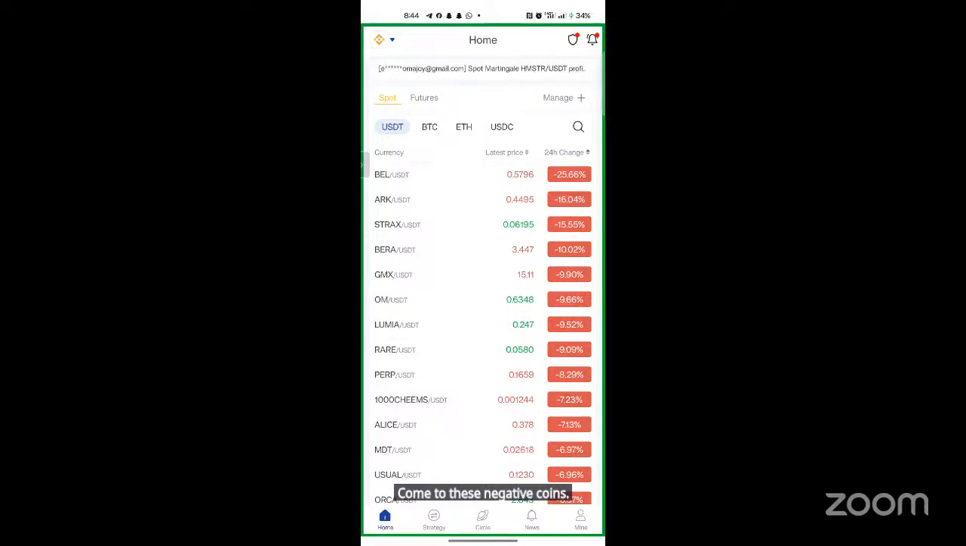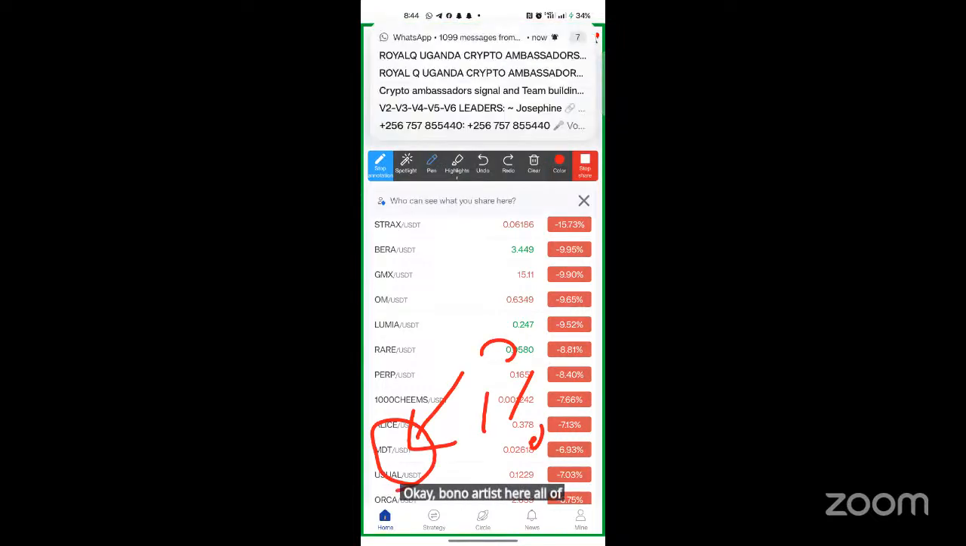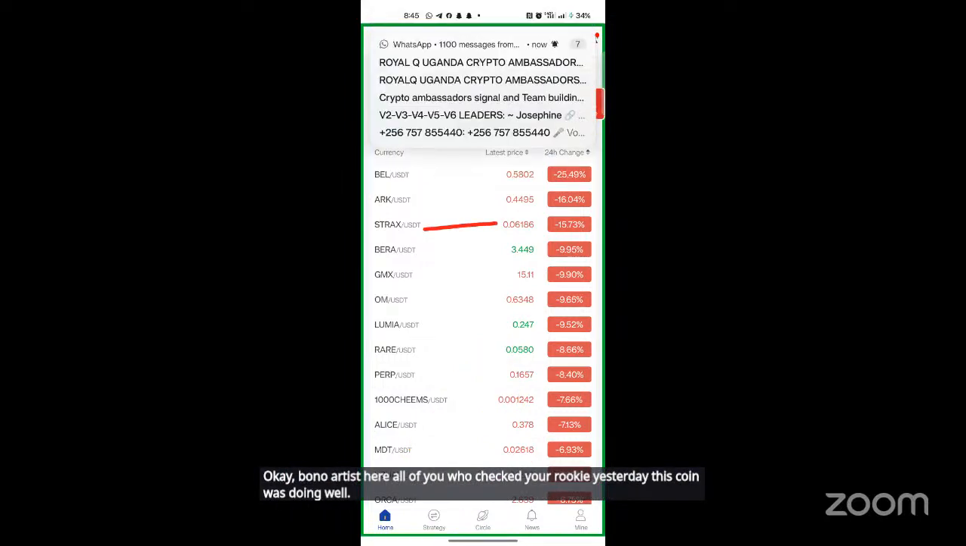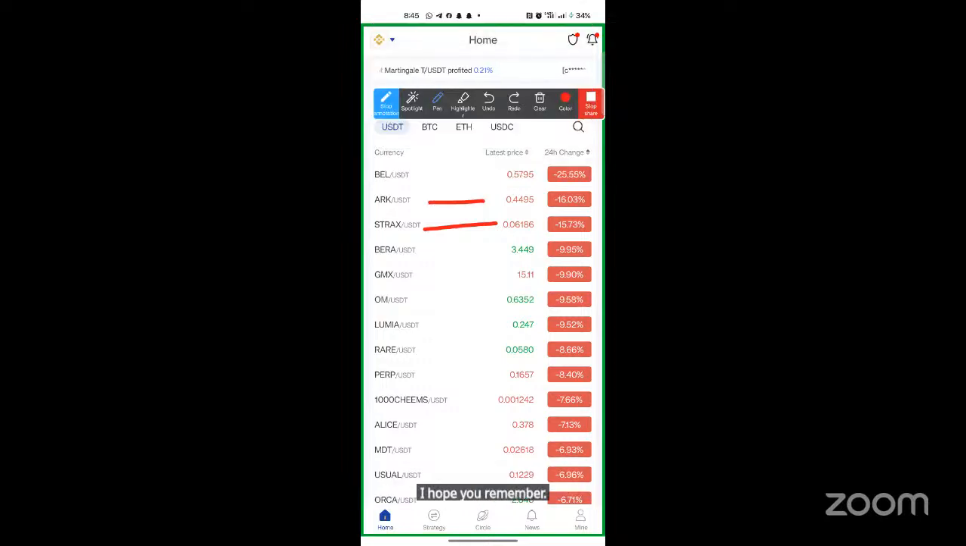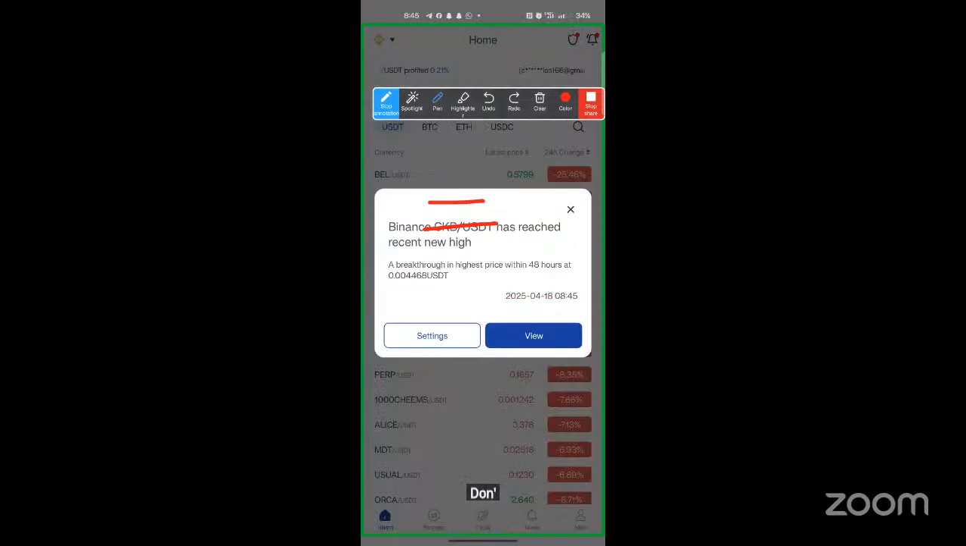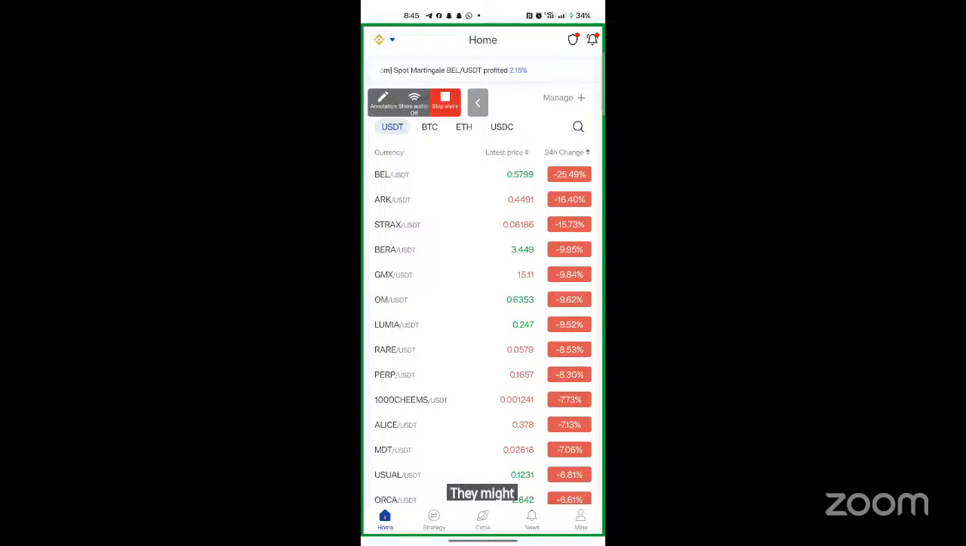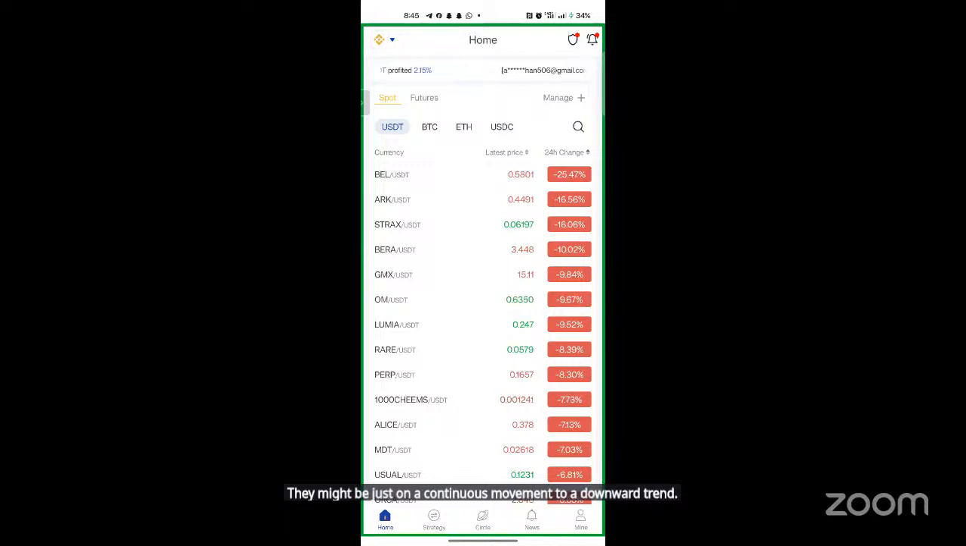In these negative coins, caution number one, do not trade a coin that was pumping yesterday. Does that make sense? On our list here, all of you who checked your Royal Q yesterday, this coin was doing well. I hope you remember, ARC was doing well. So don't move in with coins that were doing well the other day, because they might be just on a continuous movement to a downward trend.